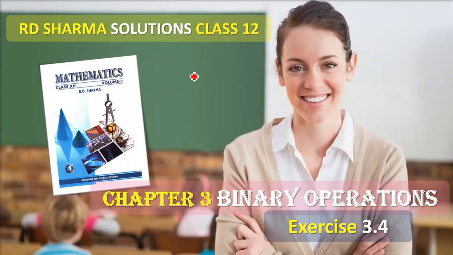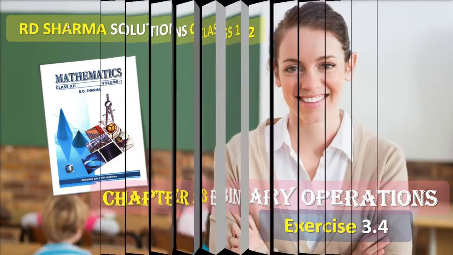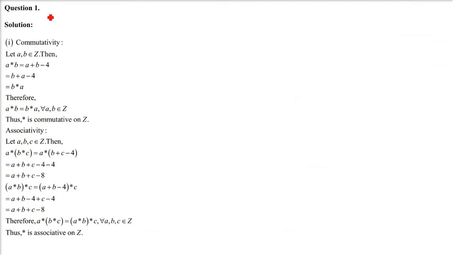This is R.D. Sharma solution, class 12, chapter 3. Binary operation exercise is 3.4. Question number 1. Let star be a binary operation on Z, defined by, how it is defined? It is defined on Z, integers. Defined by A star B equals A plus B minus 4 for all A and B which are belonging to Z.